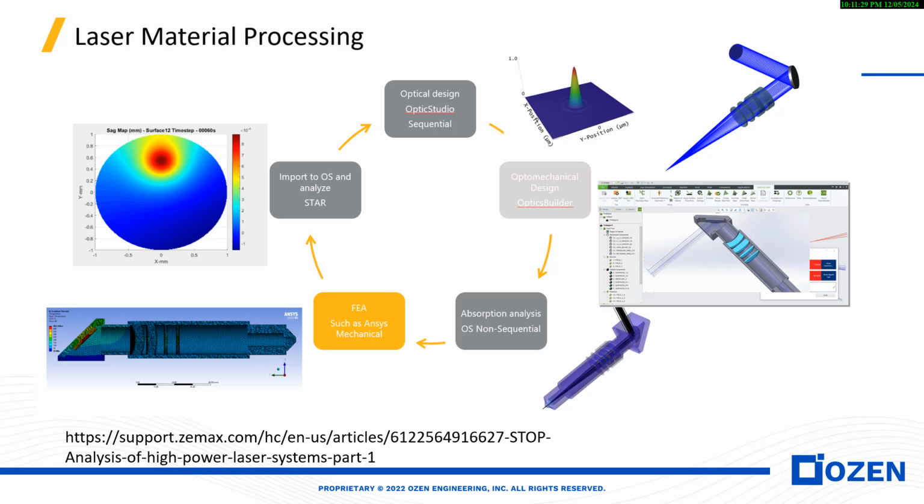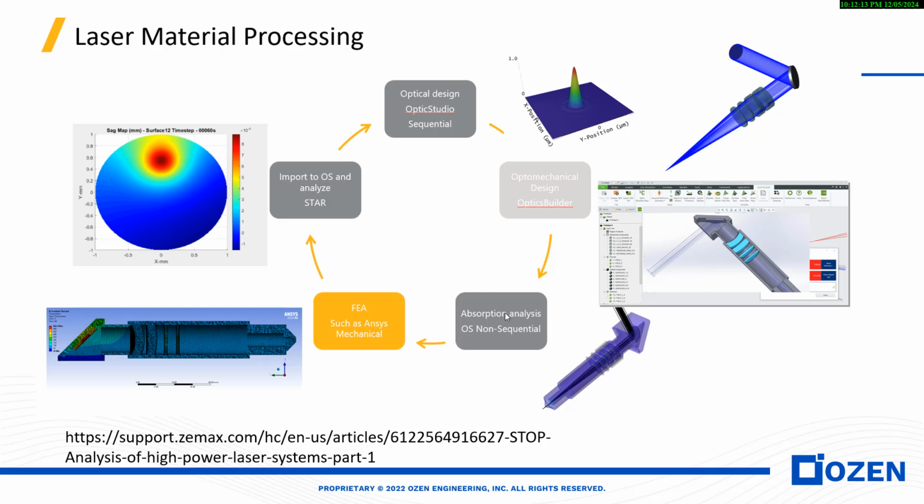For the workflow, the first step is optical design using sequential analysis in Zemax. We will optimize the lenses, the mirrors, and every optical component that we have in our system in sequential analysis. For the optomechanical design, we can use OpticsBuilder. We don't want to discuss that in this video. After optomechanical design, we can go to the non-sequential analysis, and we can calculate the absorption analysis.